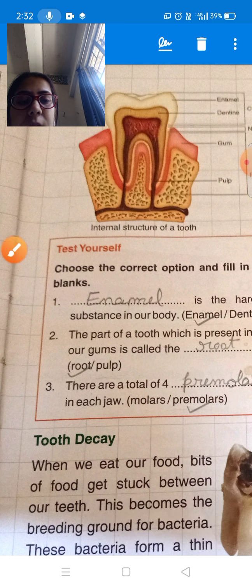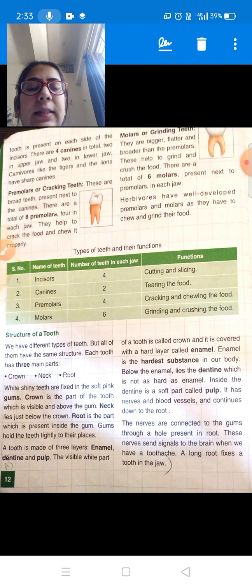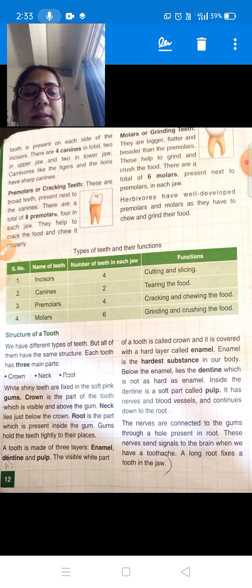Okay, so let's start. The visible white part of a tooth is called the crown, and it is covered with a hard layer called enamel. The white part of the teeth which we can see when we look in a mirror is called the crown, and that crown is made up of a white, shiny substance. So what is that white shiny substance, students? The name of that white substance is enamel.